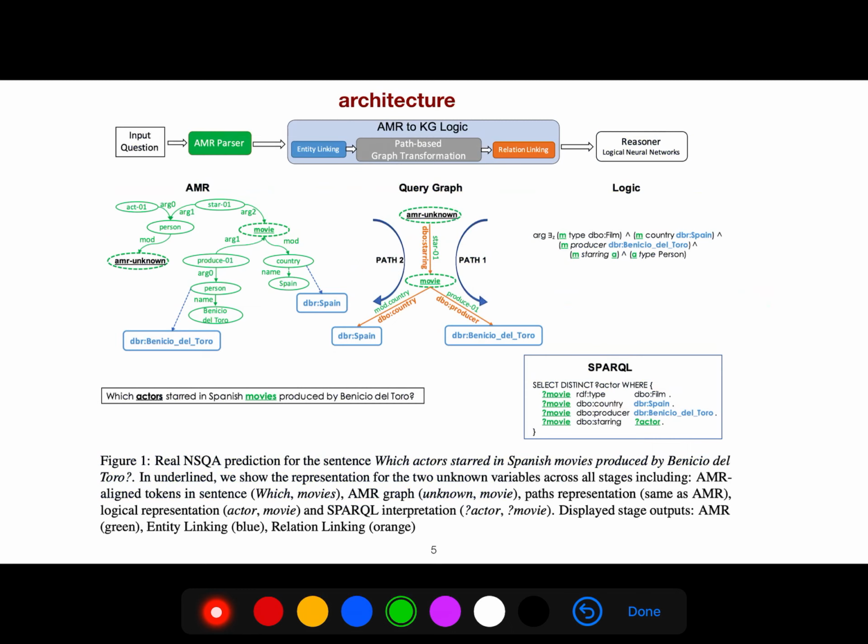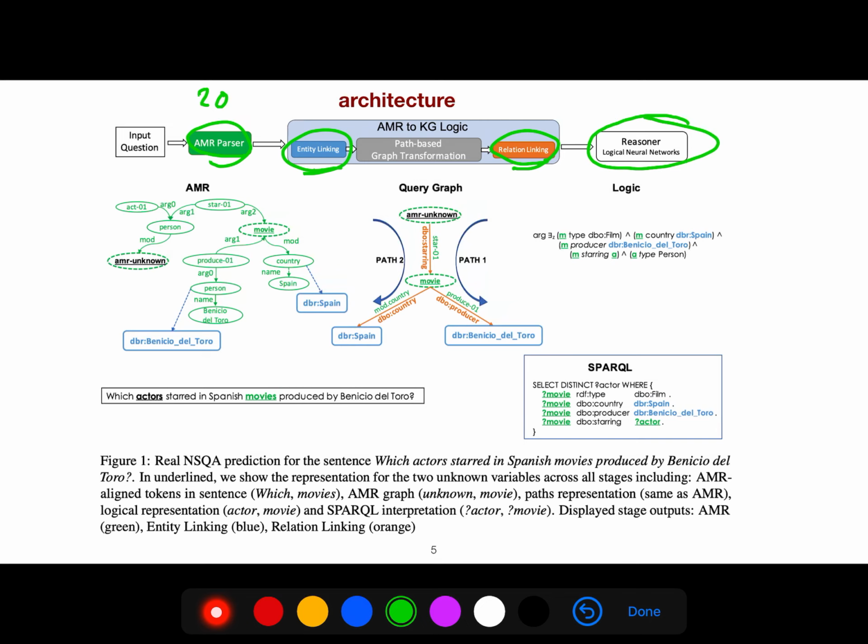We know how to create an AMR parse. I've explained it in a playlist for semantic parser, lecture 20. So if you look at my video on lecture 20 of the semantic parsing playlist, you can understand. Then you give it to entity linking and path-based graph transformation, because we need relation linking in order to understand a knowledge graph logic. And then they give it to the reasoner, which could be logical neural networks.